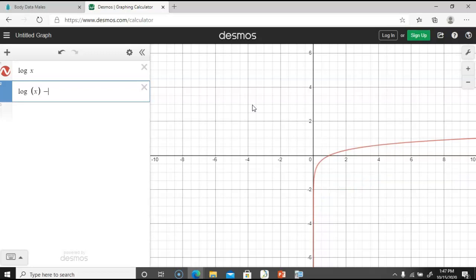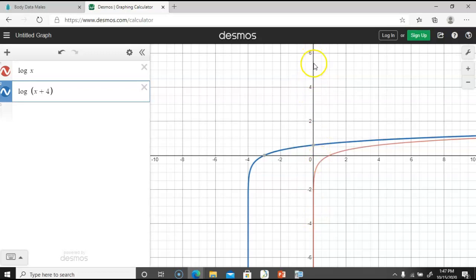If I want to do a horizontal shift, the horizontal shifts are going to take place inside of this parenthesis. So if I do a minus 3, it's going to shift it to the right 3. And if I were to do a plus 4, it's going to shift it to the left 4. So you can see that the shifts are going to work the same with the translations just as they have before. One thing to keep in mind is the vertical asymptote is going to shift along with the log graph.